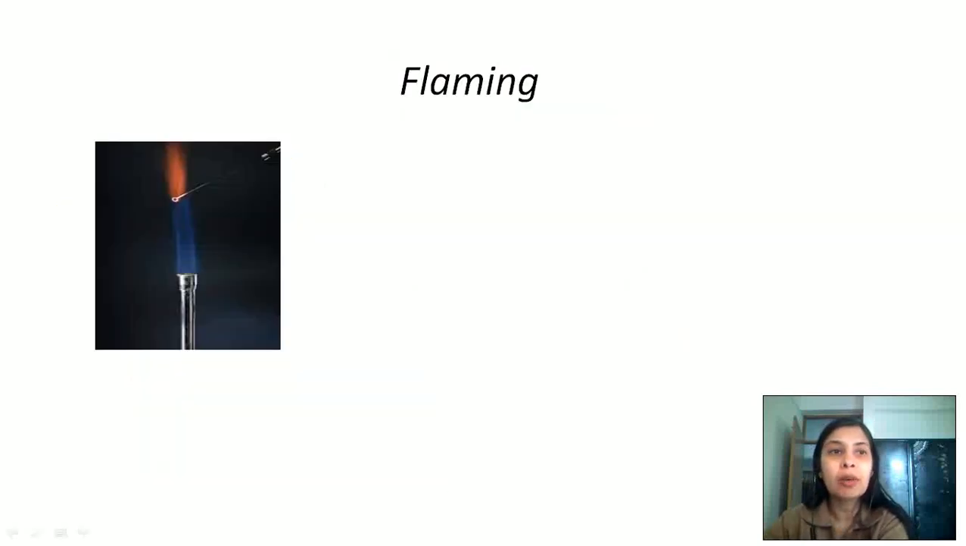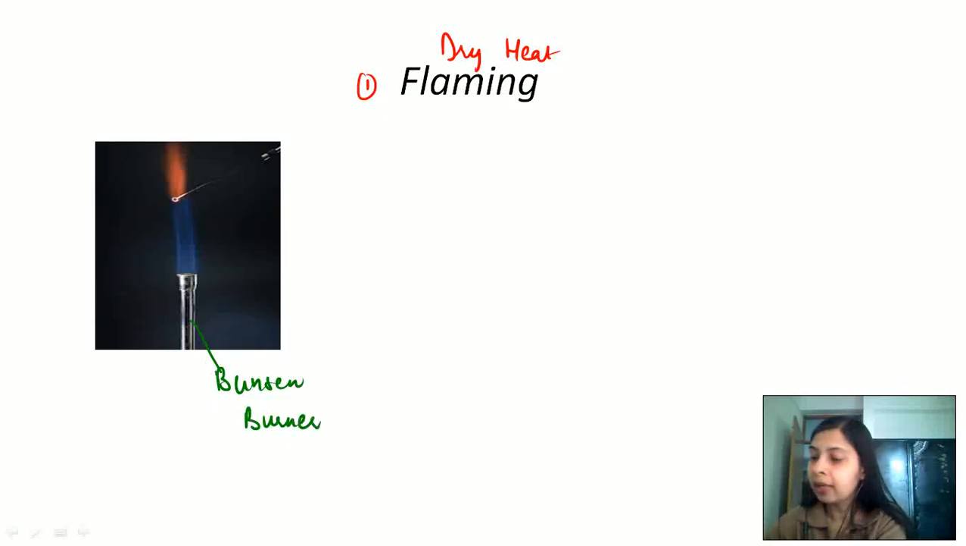So the first method of dry heat is flaming. So what is happening in flaming? This is the flame you can see, and this is the burner which is known as the Bunsen burner. Bunsen burner having a flame. You can see the flame. So what are the temperatures at which this flaming is done? The flaming is done at a temperature, outermost temperature, that is 800 degrees Celsius.